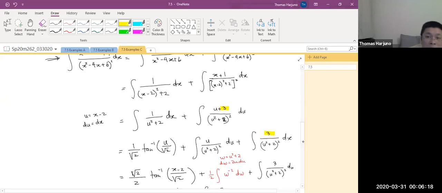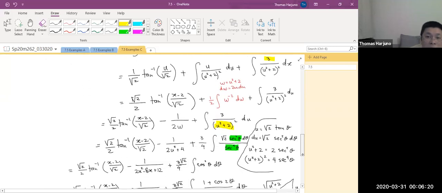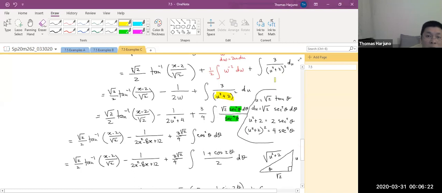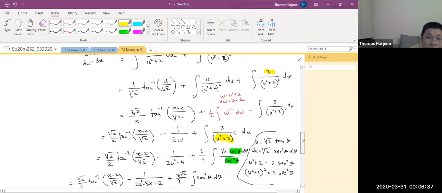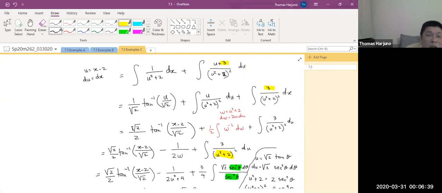You see? And as you can see, we actually spend more time on the last term, right? Notice that this question requires us to know partial fraction decomposition, the inverse tangent formula, and then trig substitution. What else? And the regular substitution. It's a very rich question, I know.